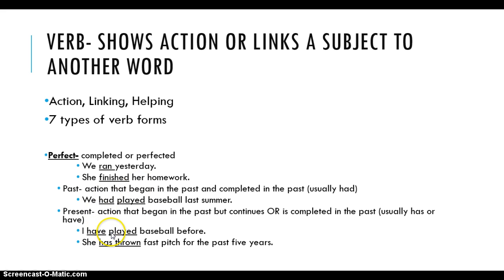And we know that that is an action that started in the past and has been completed, or could also be continuing. It's kind of unclear, and it can be both.